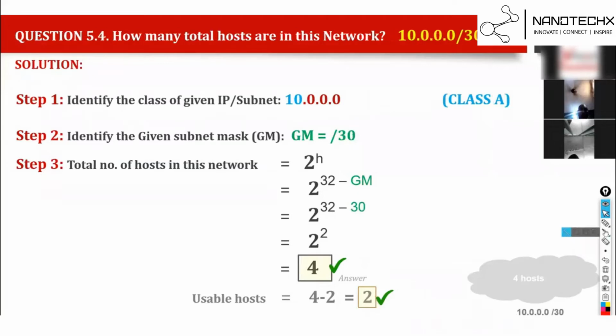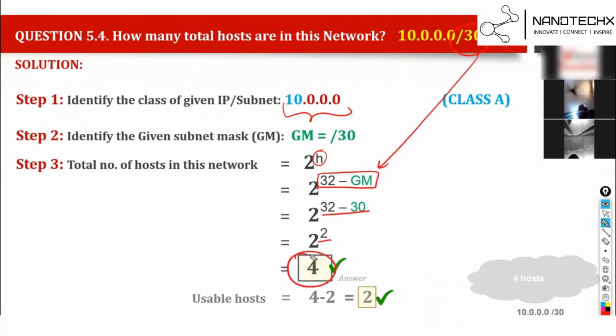Okay, now another example, of class A: 10.0.0.0. What is the given subnet mask? 30. So 2 raised to power h, host bits, 32 minus this 30. 2 raised to power 2 gives us a total of 4. And what will be those 4? It will give us 4 hosts.